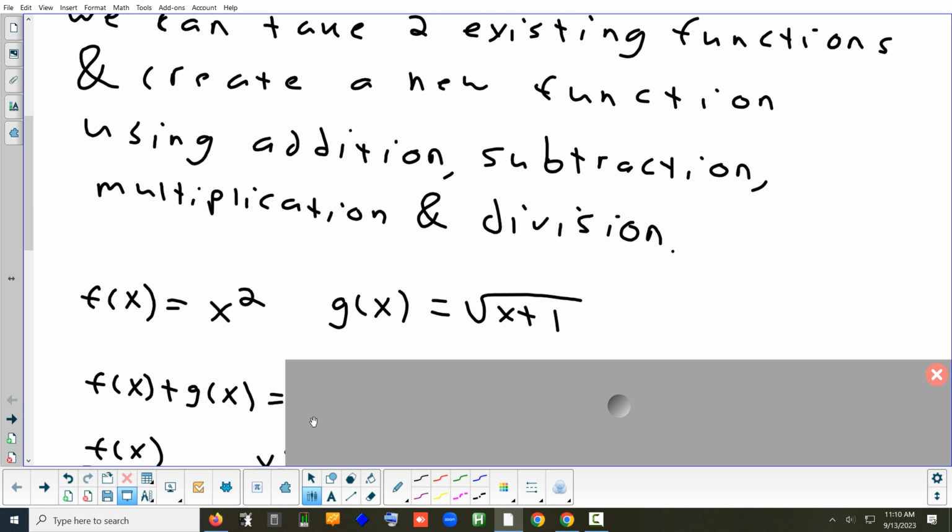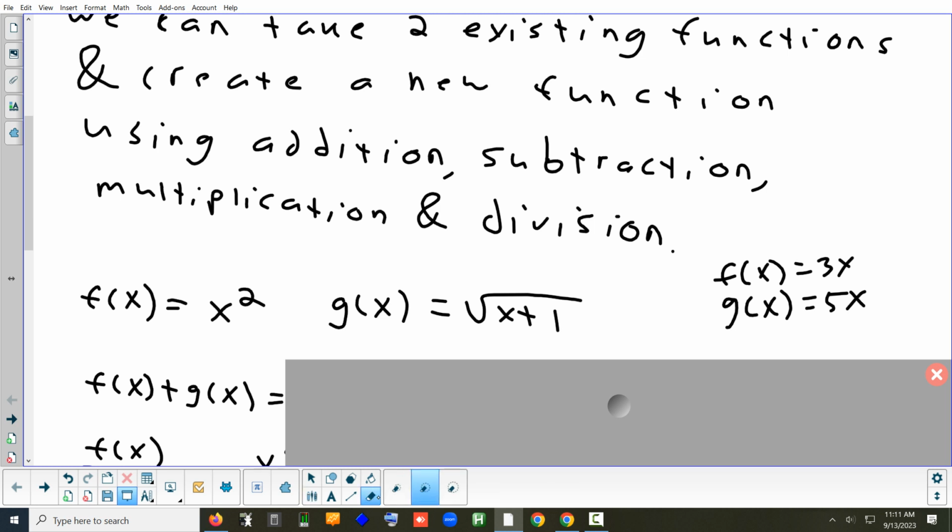So an example of things you could combine. Let's say f of x was 3x and g of x was 5x. And I said, what's f of x plus g of x? Tell me what that would be if you combine them by adding. It would be 8x. That would be the function you get, because they're like terms.